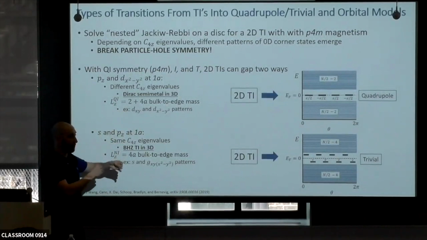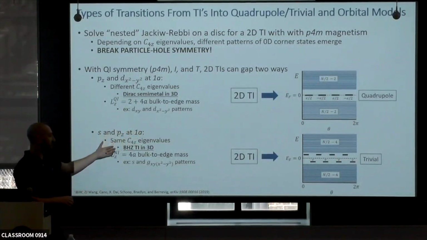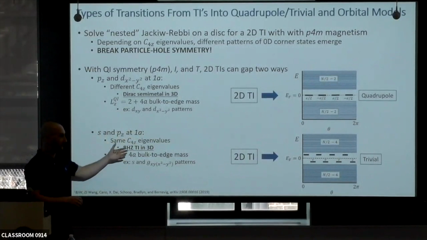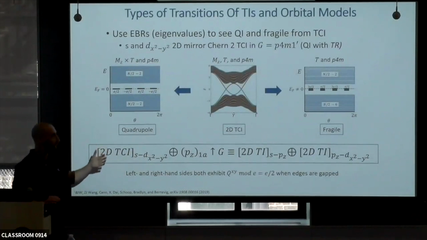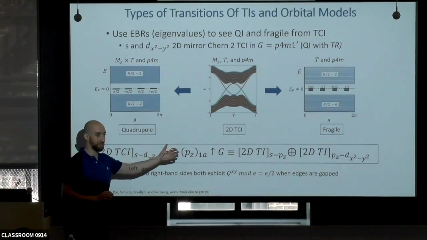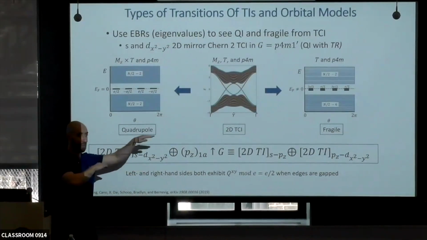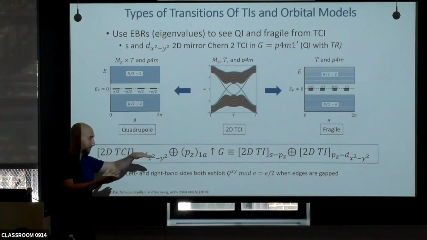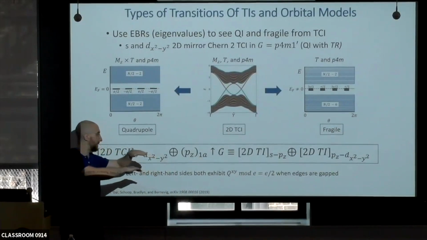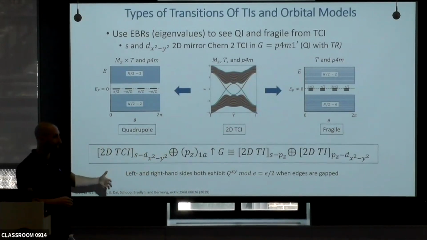So I get 4 plus 8n corner modes, and at half filling, even if I break particle hole symmetry, they always carry a quadrupole moment. But if I have just S and P orbitals, even if it's C4Z symmetric, I get some trivial arrangement of corner modes. And so the punchline, the upshot, is that this 2D TCI is not the sum of 2 of the same 2D TIs. It's a sum of a 2D TI that would carry a quadrupole moment if I gapped it magnetically while keeping C4, and a 2D TI that carries a trivial quadrupole moment. And you can show this just by adding up the bands that contribute to them and seeing the eigenvalues are the same, that they're equivalent.